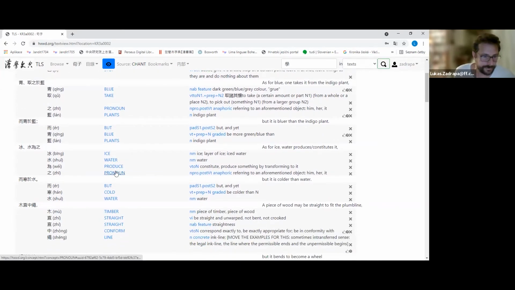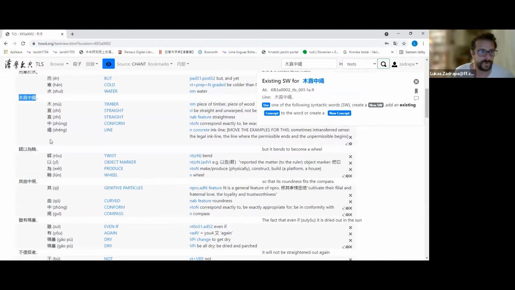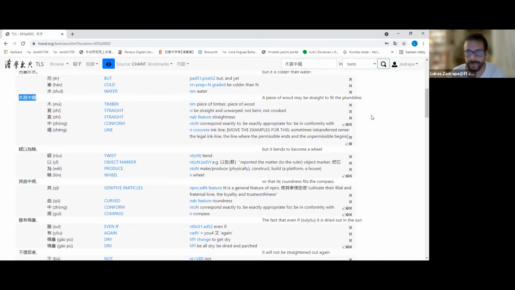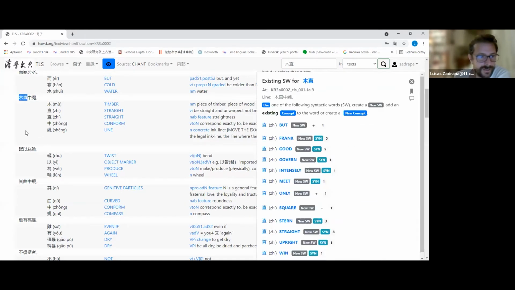For example, here we have another problem. It is 木质中生, which means basically, this is Knoblock's translation, a piece of wood may be straight to fit the plumb line, but it bends to become a wheel. It can be either two sentences.